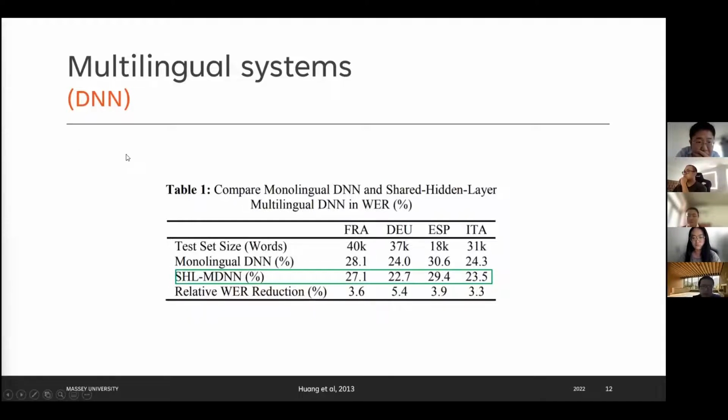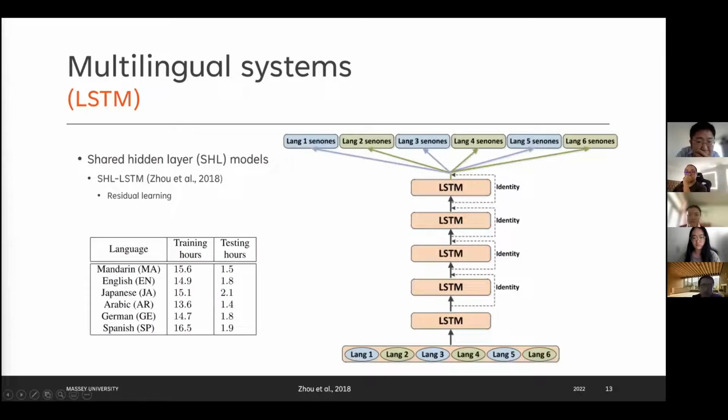So it fairly improves the system compared to using only one language for training a system. Another set of algorithms is very similar to what we have just seen. The only difference is they have used an LSTM network, which is a long short-term memory model, a recurrent model. Instead of DNN they have used LSTM because LSTMs tend to have longer context dependency, so they tend to work well on sequence data.